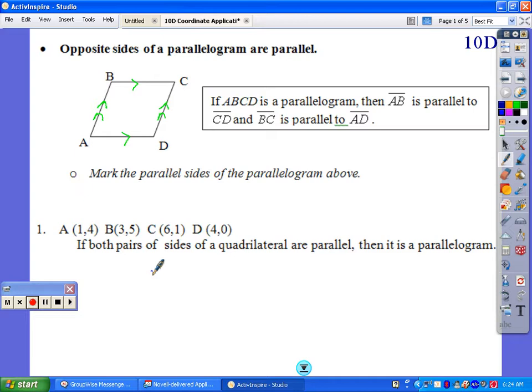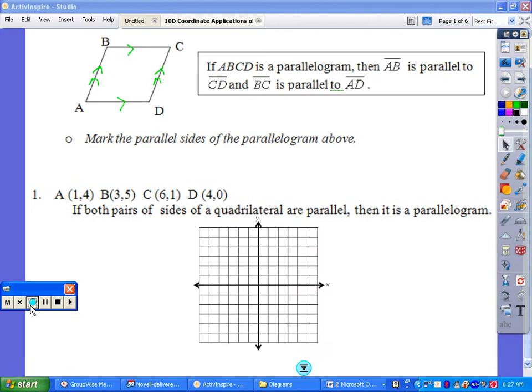But instead, today they're going to give us a graph, or they're going to give us 4 points, and we're going to have to figure out if those 4 points form a quadrilateral. And in this problem, they want us to prove it, showing that the opposite sides of a quadrilateral are parallel. So for this problem, they give us these 4 points, A, B, C, D, and we want to figure out if both pairs of opposite sides are parallel. So in order to determine if 2 lines are parallel, we know they need to have the same slope. So we need to check that the opposite sides have the same slope.